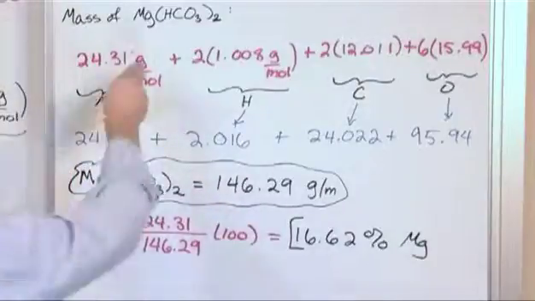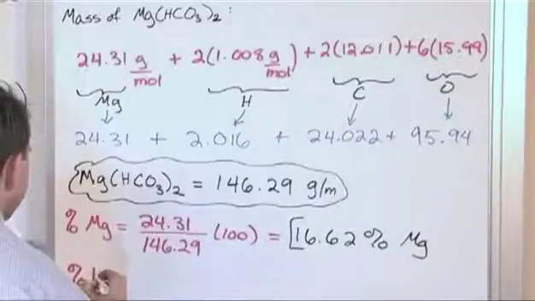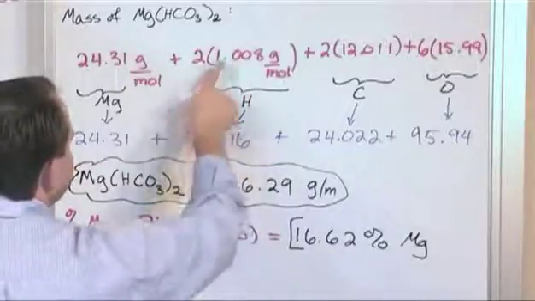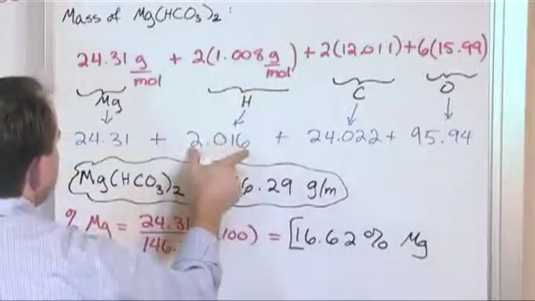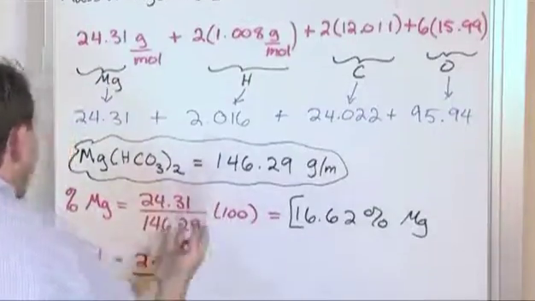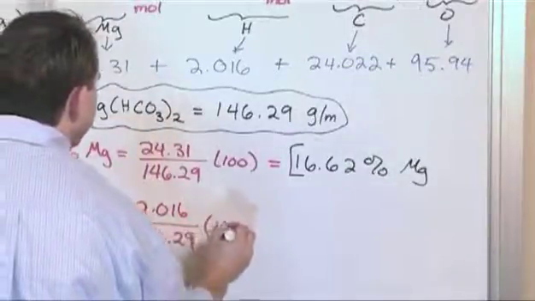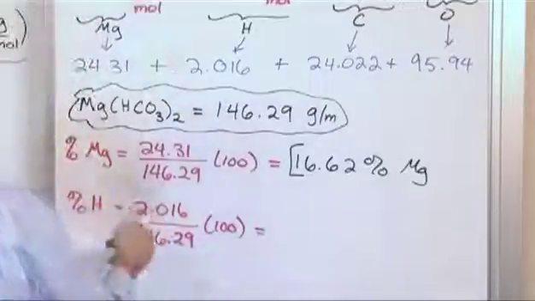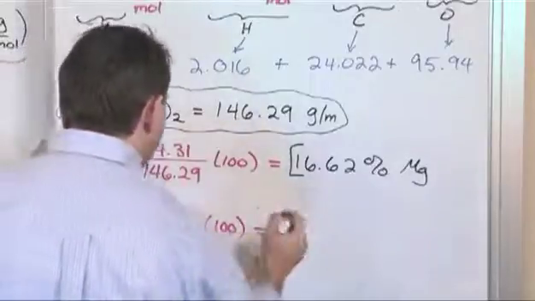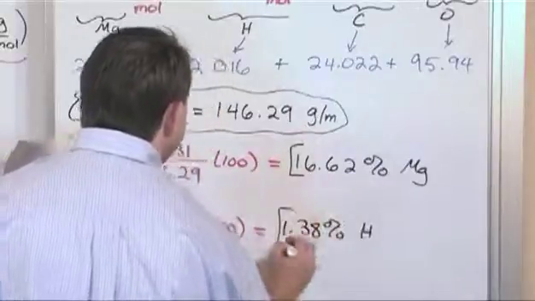Now let's go back and look at hydrogen, the next one here. The percent composition by mass of the hydrogen in here is going to be part over whole. So we look back at our calculations. This was the hydrogen. We did the multiplication. This is how many grams per mole of hydrogen we have. So we have 2.016 over the whole entire molecule, 146.29, times 100. When you do this division, you're going to get a small decimal times 100. You're going to get a whopping 1.38% of hydrogen that exists in this molecule by mass.